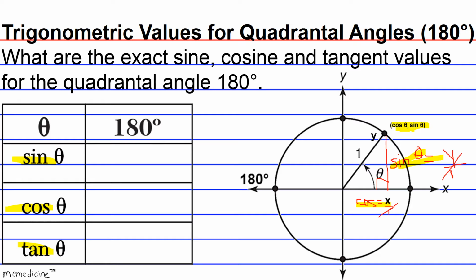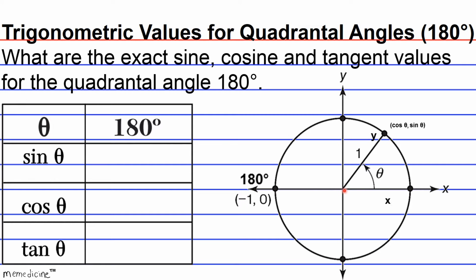All right, so let's delve further into answering the question. Because of these truths that we just established, with the cosine of theta being x and the sine of theta being y, this greatly simplifies finding specific trigonometric values for all the quadrantal angles. It makes it so easy. I'm going to show you in a moment why, okay?